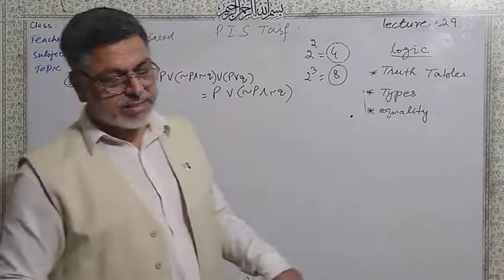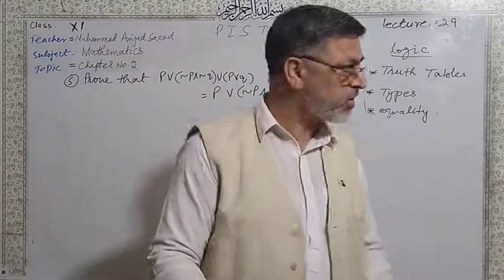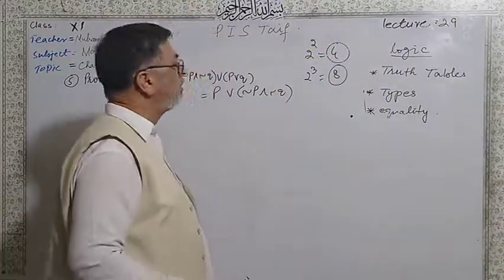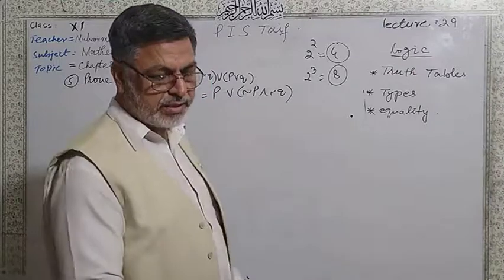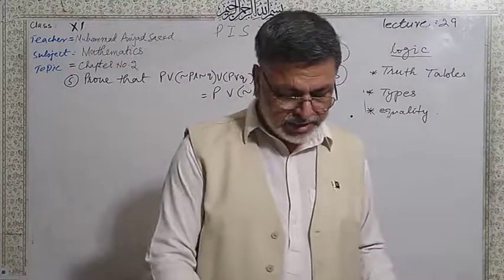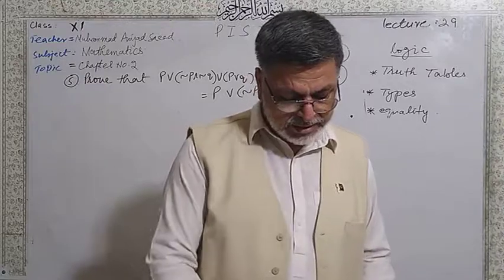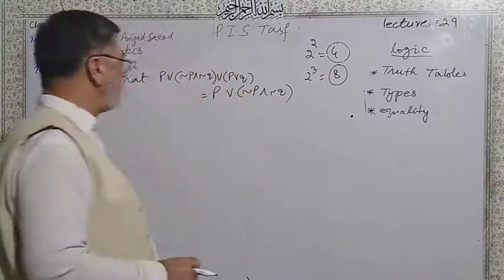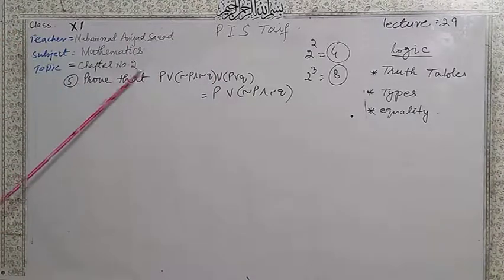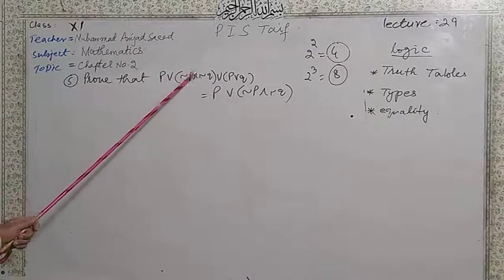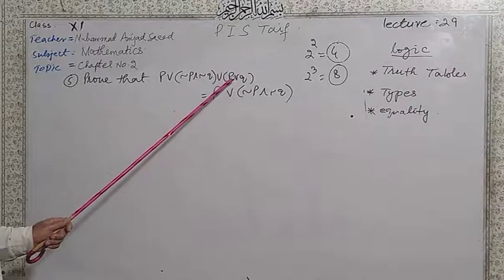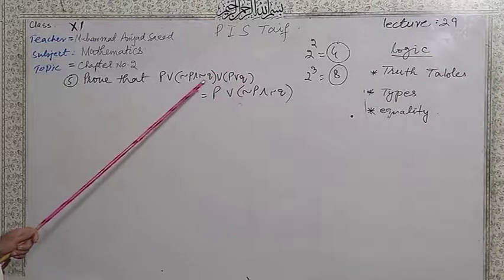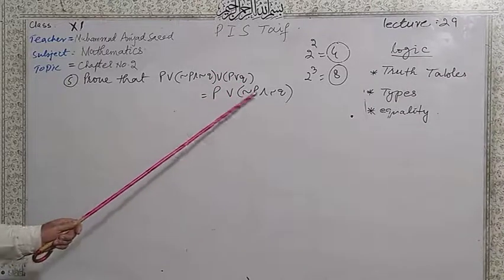And last time we started exercise 2.4. That is your lecture number 29. And inshallah, here is question number 5. In case of question number 5, you can check P or (not P and not Q), or P or Q is equal to P or (not P and not Q).